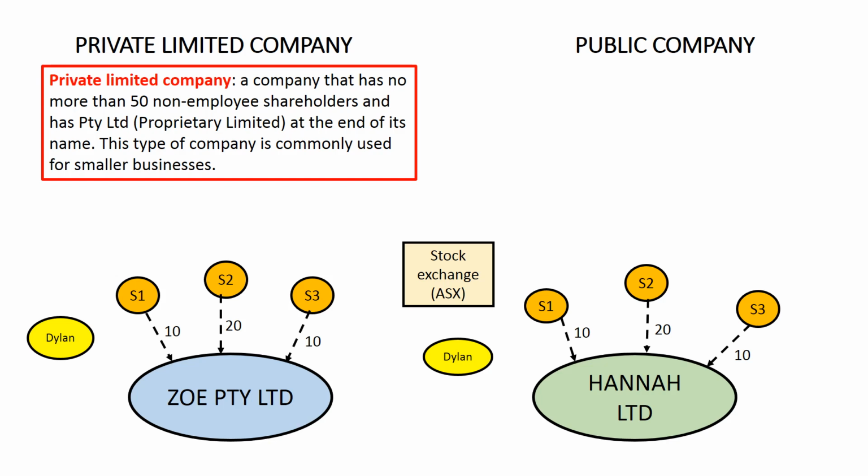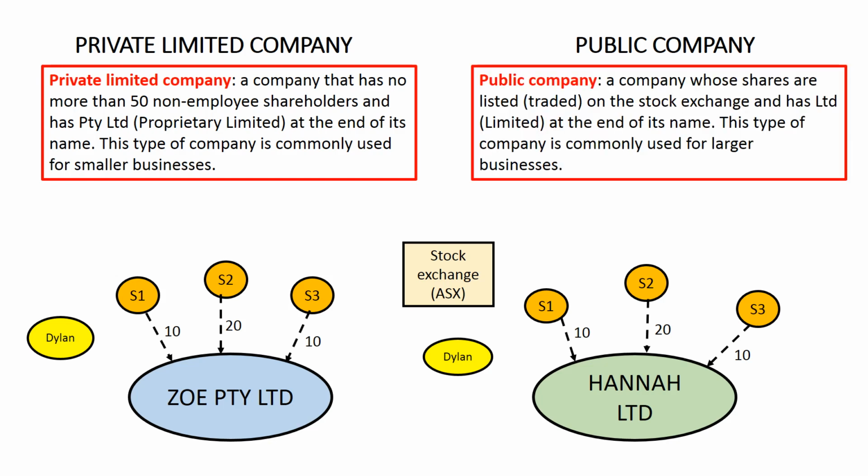On the other hand, a public company is a company whose shares are listed, that is traded, on the stock exchange and that has Ltd, which stands for limited, at the end of its name. This type of company is commonly used for larger businesses. There are two very important differences between private limited companies and public companies. The first difference relates to the circumstances in which a shareholder can sell shares in the company.